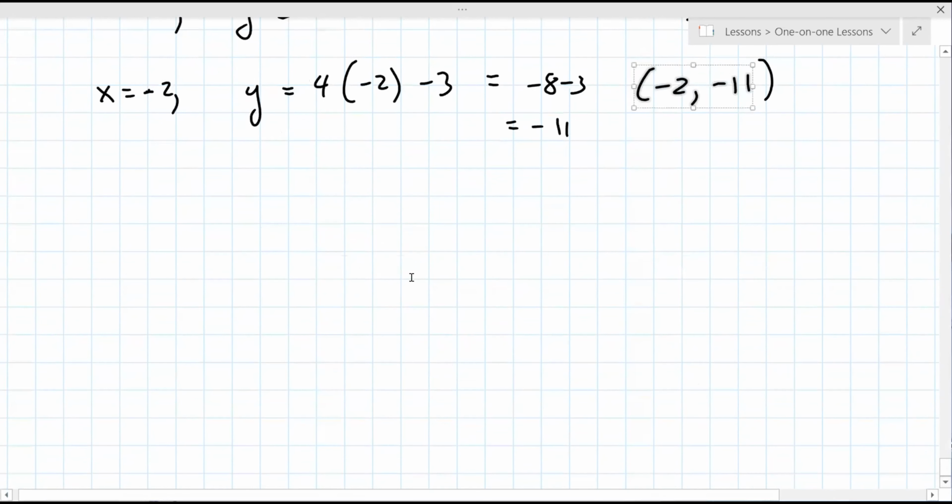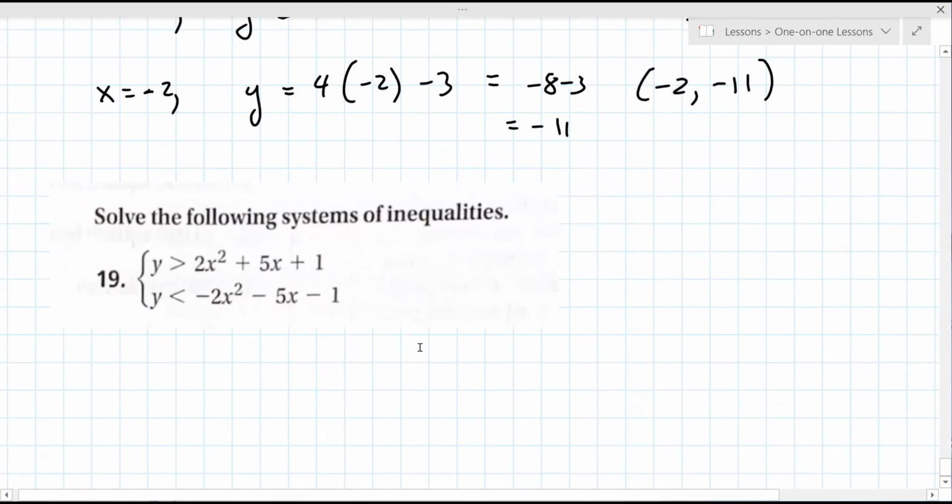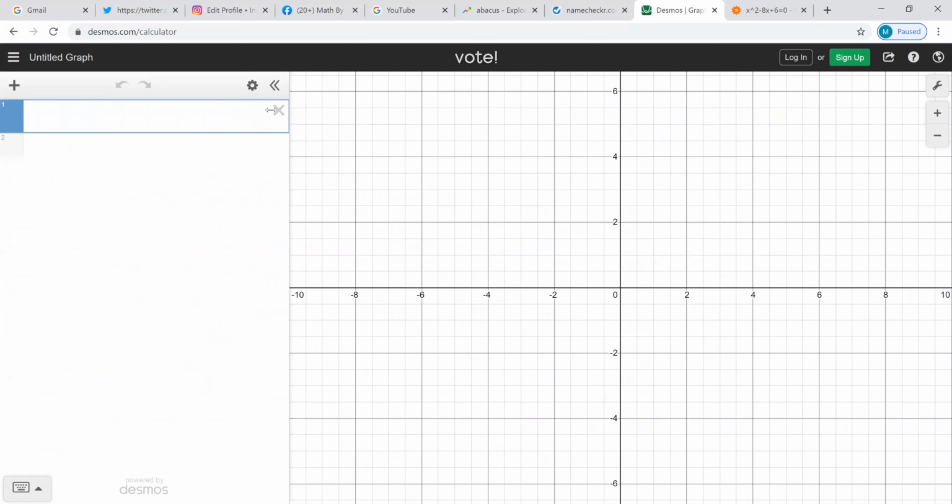19, I'm going to use Desmos to solve. And I hope you're allowed to do that. Do you know if you will be allowed to? Yeah. We can. Okay, great. So I'm sharing that screen now.